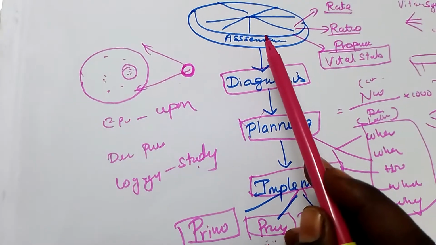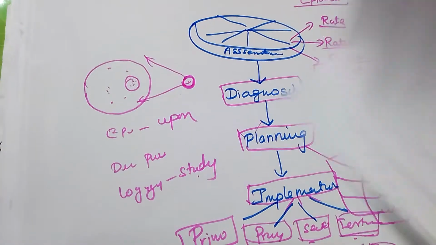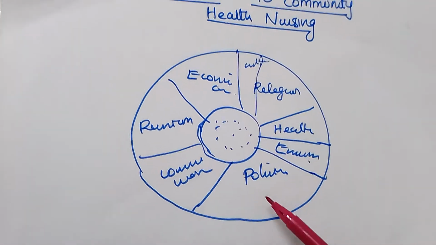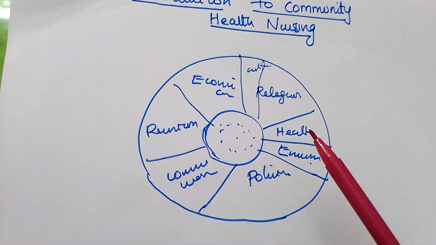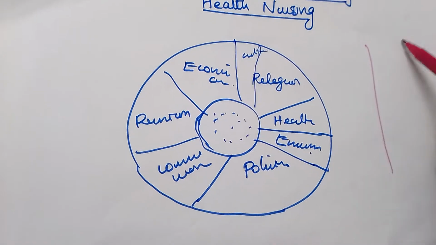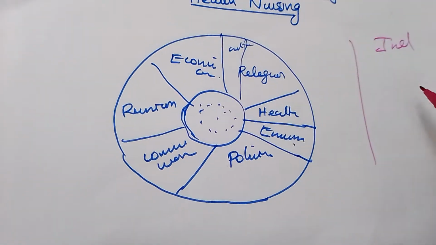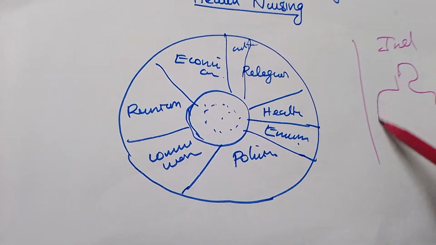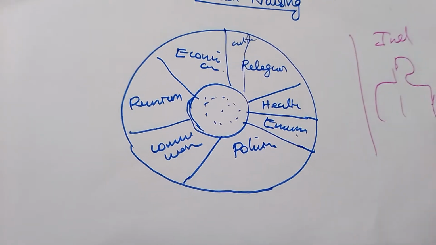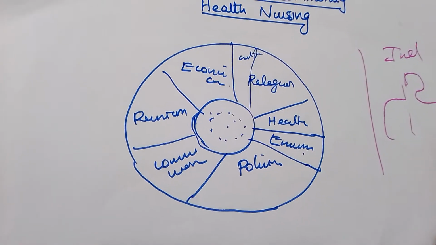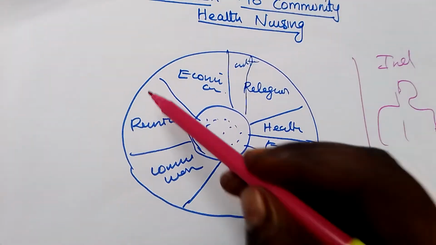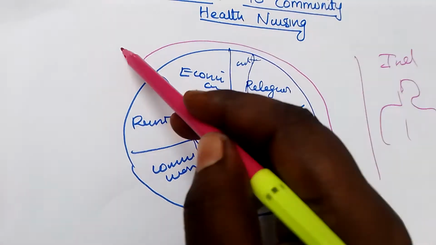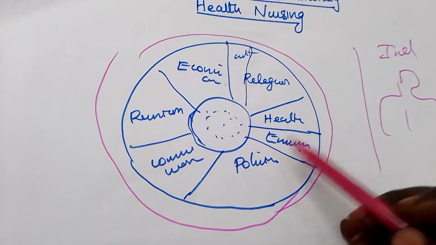Then what else have we seen? We have seen what the 10 subsystems in the community are. Then I talked to you about the individual and the systems. Every individual has so many systems: respiratory system, integumentary system, cardiovascular system, everything is there. In the same way, the community also has different forms of 10 subsystems, as we have seen.